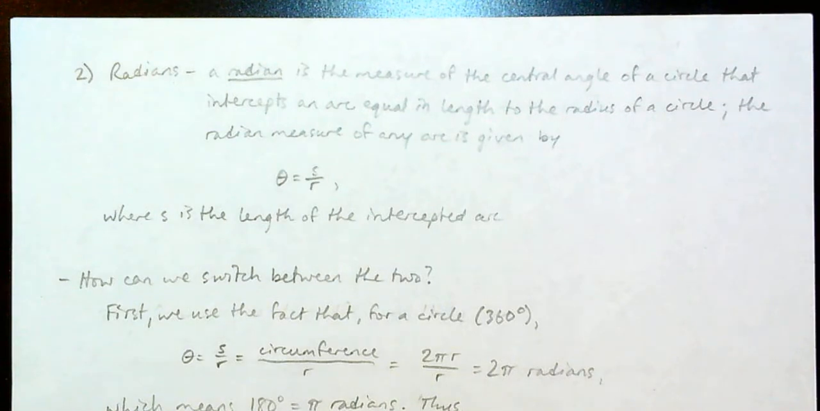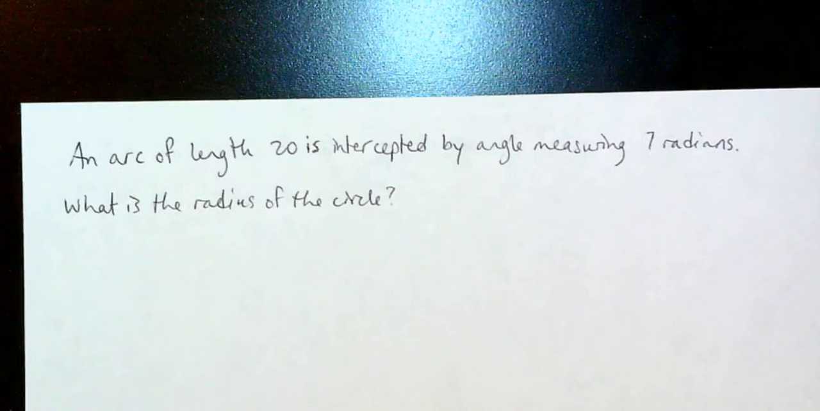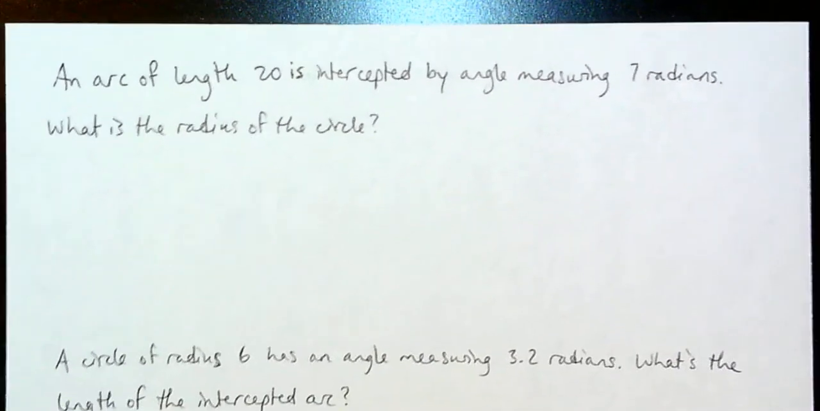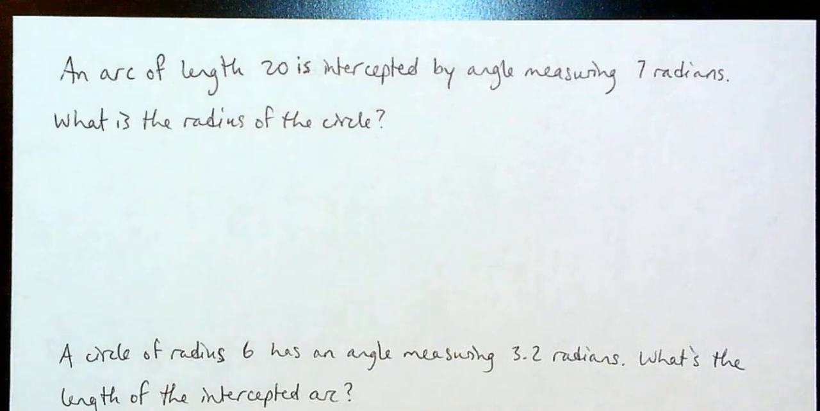So from this formula, theta equals S over R, we get some fairly basic yet standard types of problems. Just make sure you know this formula that you have here. So I'm going to kick it off with one here. An arc of length 20 is intercepted by an angle measuring 7 radians. What is the radius of that circle? So we're just going to pick out the pieces of information that we know. You'll know 2 of S, R, and theta, and you'll have to find that third one.